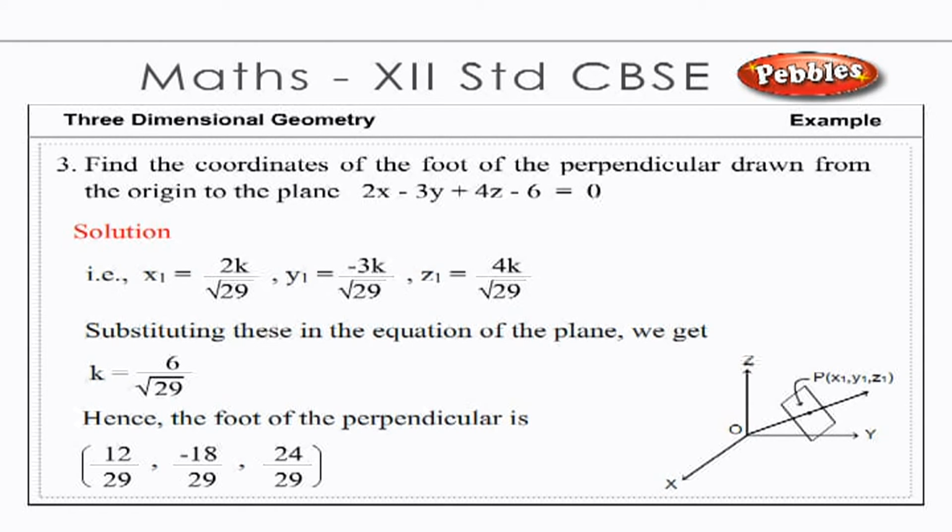That is, x1 equal to 2k by root 29, y1 equal to minus 3k by root 29, z1 equal to 4k by root 29. Substituting these in the equation of the plane, we get k equal to 6 by root 29. Hence, the foot of the perpendicular is 12 by 29, minus 18 by 29, 24 by 29.